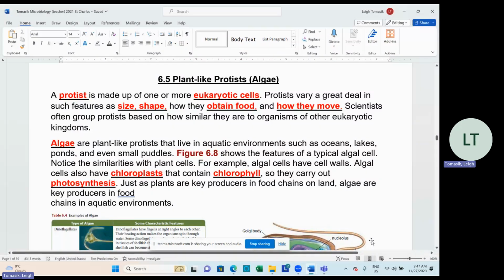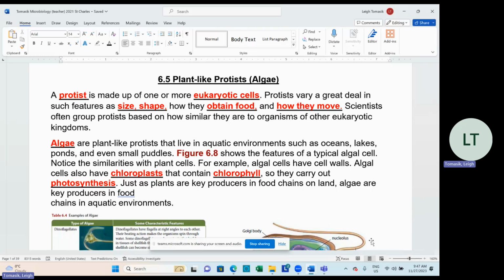Hello, class. Today's lesson is going to be about two types of microorganisms. The first are called protists, and they are very, very interesting. And then we have fungi. So we are going to begin with protists.